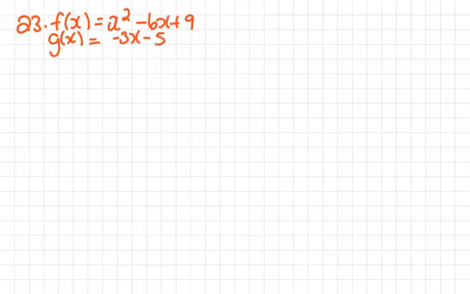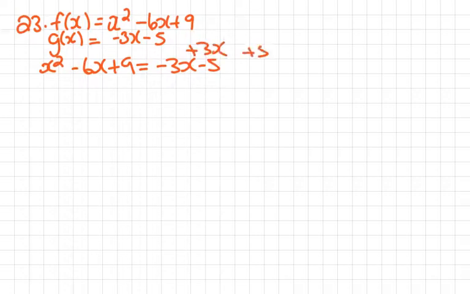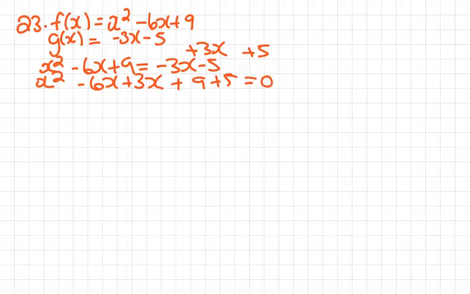So I'm going to do the same thing I did for the last one, which is make them equal to each other, because if they intersected, then the y values would be the same at some point. Then I'm going to move everything to one side of the equation so that it's in standard form. So x squared minus 6x plus 9 equals negative 3x minus 5. Add 3x to both sides and add 5 to both sides. So x squared minus 6x plus 3x plus 9 plus 5 equals 0. So x squared, negative 6 plus 3 is negative 3, and 9 and 5 is 14.